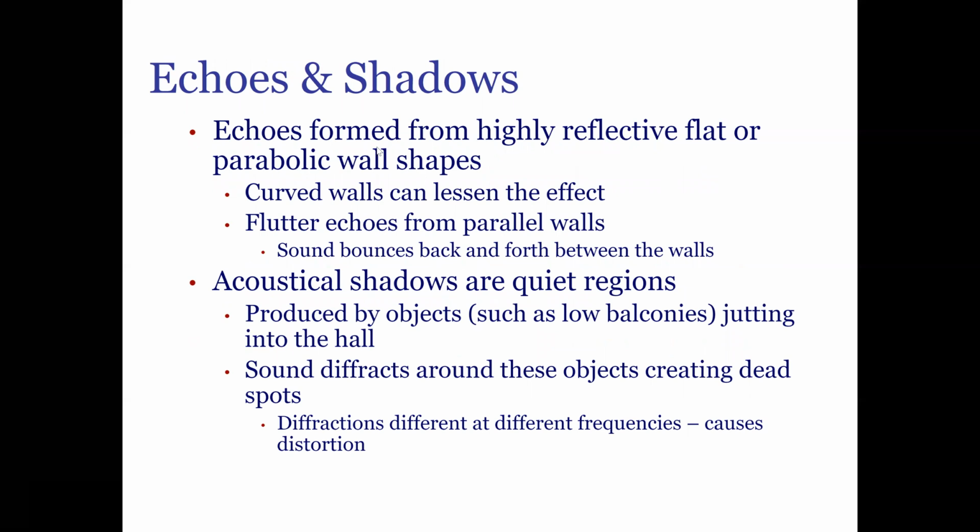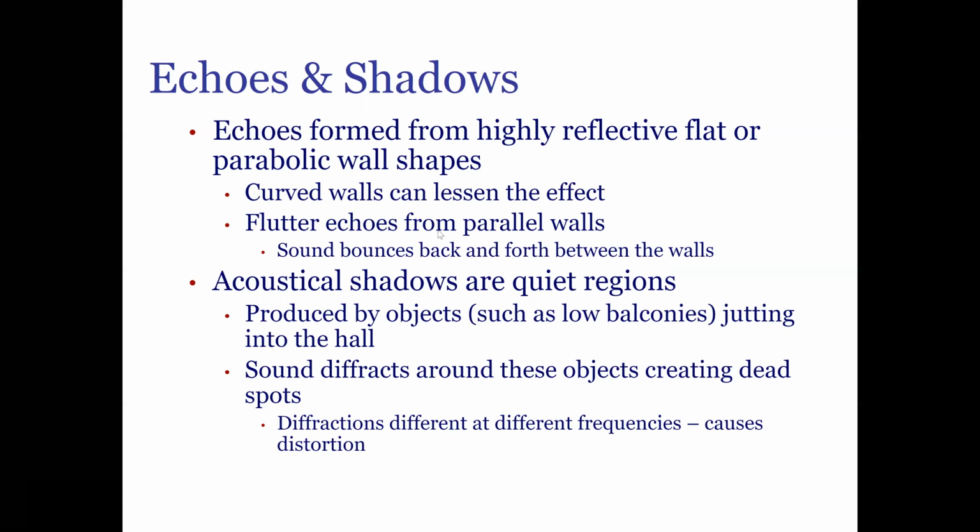Echoes and shadows are two separate things, of course. Echoes are formed by highly reflective flat or parabolic wall shapes. So curved walls can lessen the effect. And when they say curved here, they don't mean curved this way. They mean curved outward, so you're diffusing the sound. Outward sloping, outward curving walls.